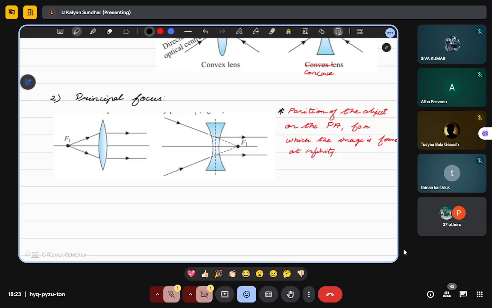So always see, are f1 on both sides on the same side? No. For a convex lens it is f1, f2, but when it comes to a concave lens, f1 is on the other side and f2 will come first. Now this is about the secondary principal focus.